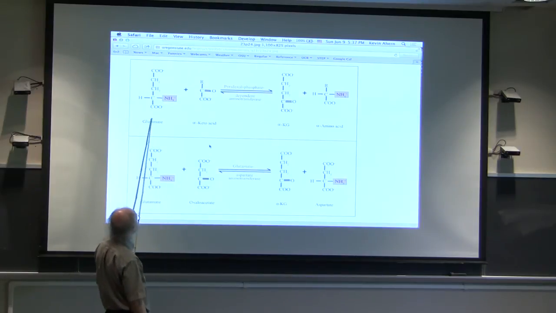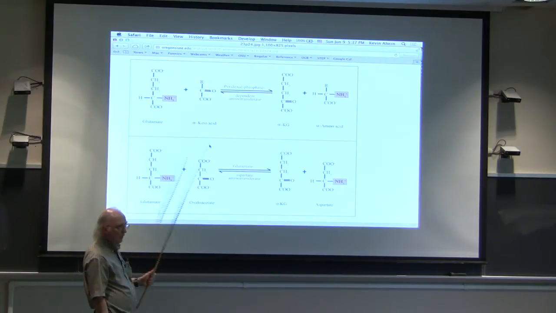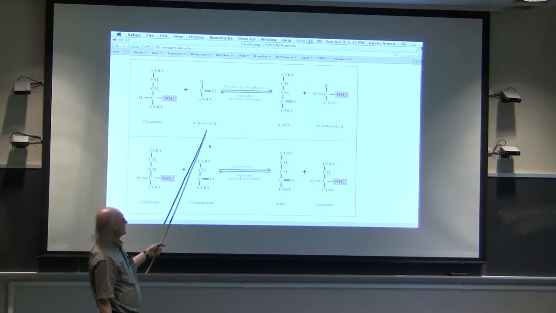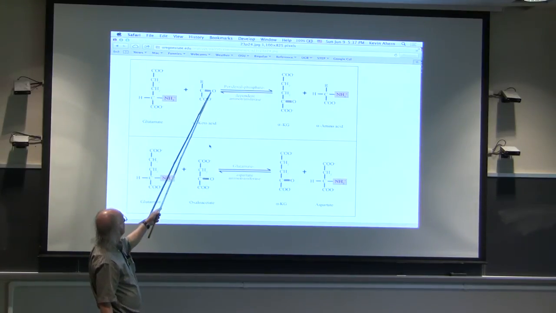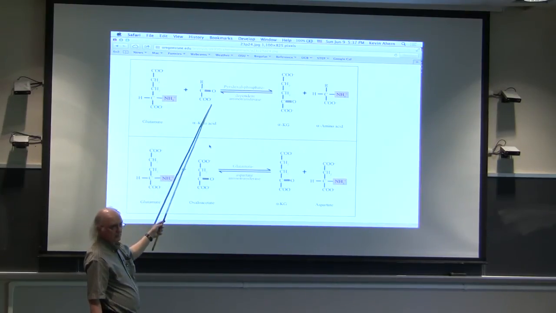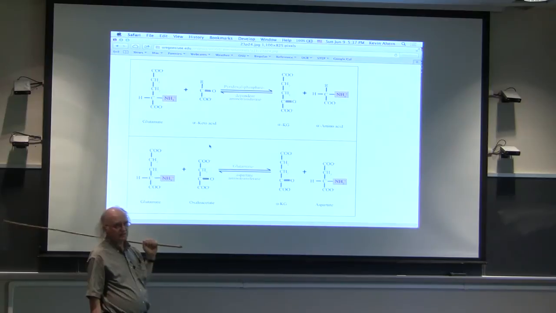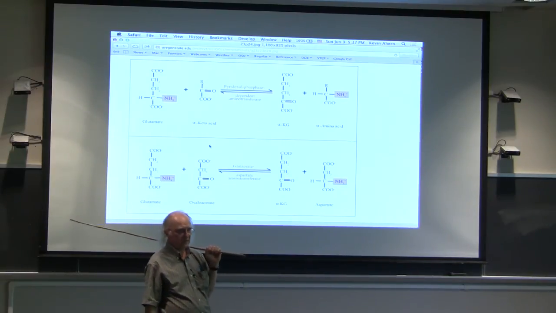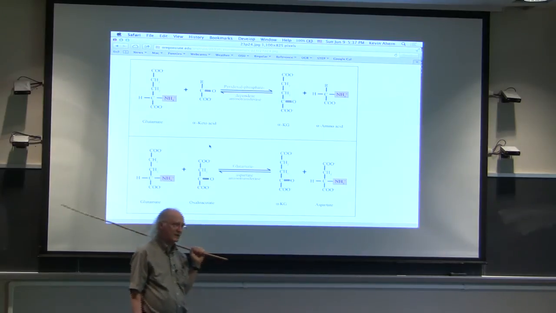A transamination will always involve an amino acid and a keto acid. A keto acid is something that will have a ketone at position 2 next to a carboxyl. So pyruvate is a keto acid. Oxaloacetate is a keto acid. Alpha-ketoglutarate is a keto acid. All three of those are keto acids.